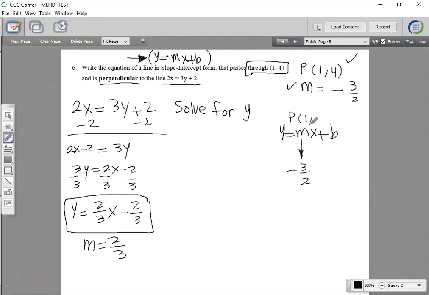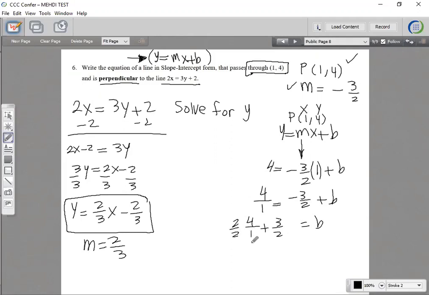I'm going to use this point here and treat it as point P. So this would be x, this would be y. Everywhere I see y in this equation, I put 4. Everywhere I see x, I would put 1. And just simply solve for b. So 4 over 1 is equal to minus 3 over 2 plus b. So b would be equal to 4 over 1 plus 3 over 2. I have to add 3 over 2 to both sides of the equation. Now I need to add these up. So the LCD is 2. So it would be 8 over 2 plus 3 over 2.